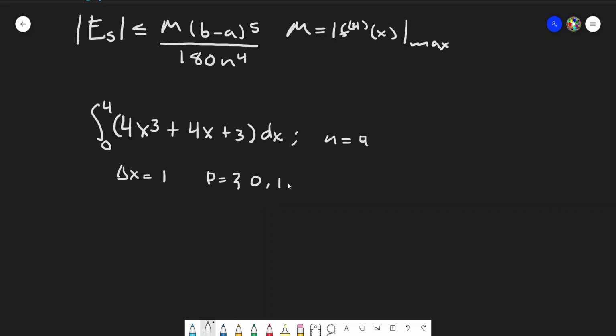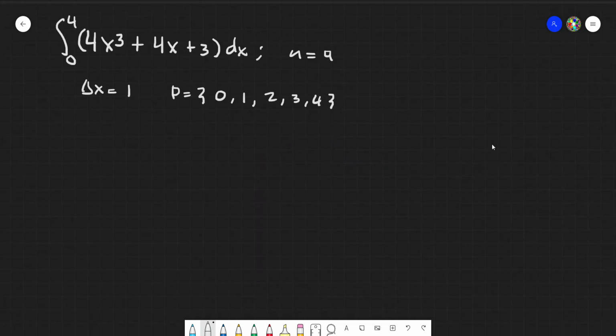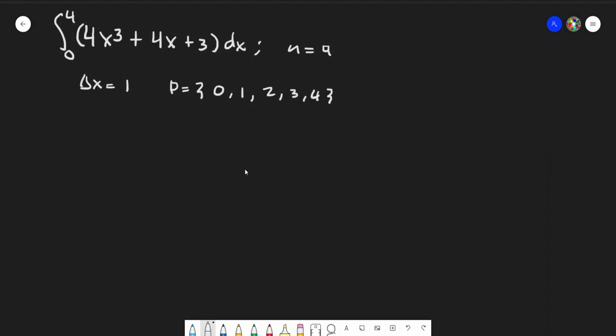So we have 0, 1, 2, 3, and 4. And we just want to find those. But let me do it like this before I even plug in my formula for Simpson's Rule. So I know that I need to find f of 0. So f of x is equal to 4x cubed plus 4x plus 3. Now, f of 0, though, is just 3, right?